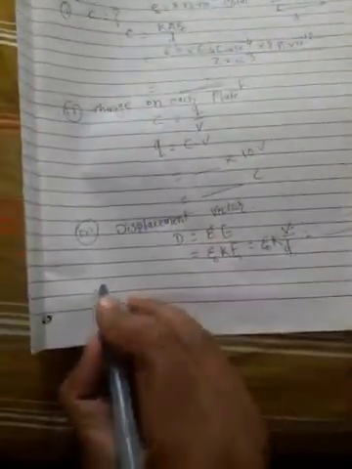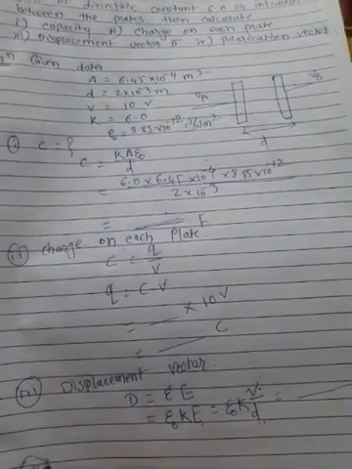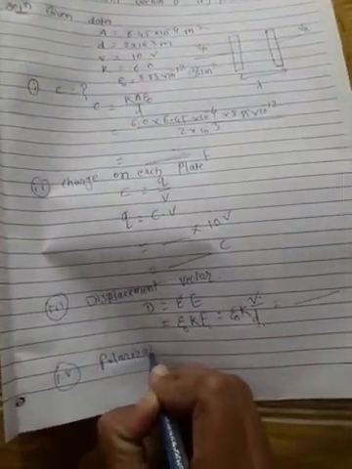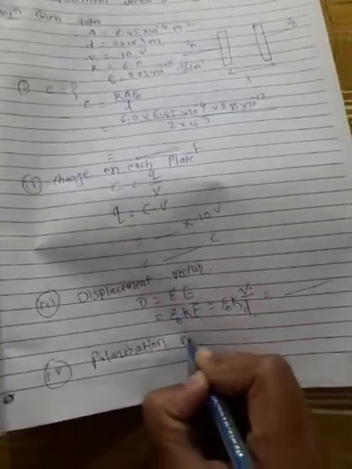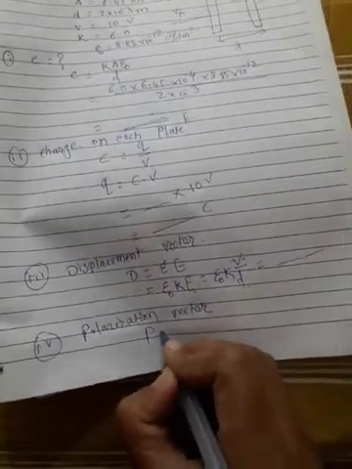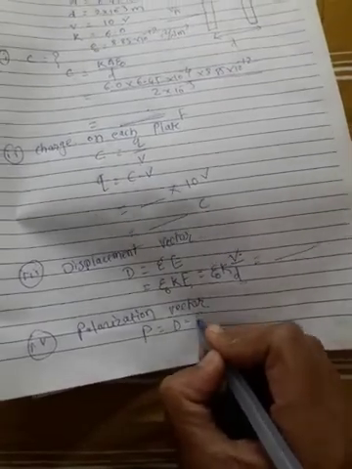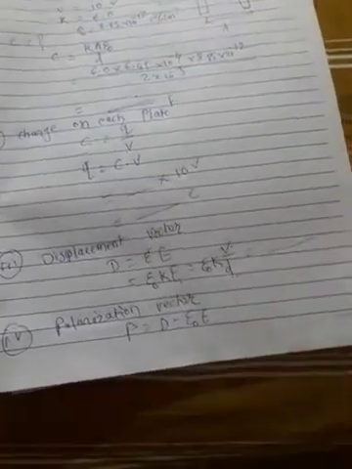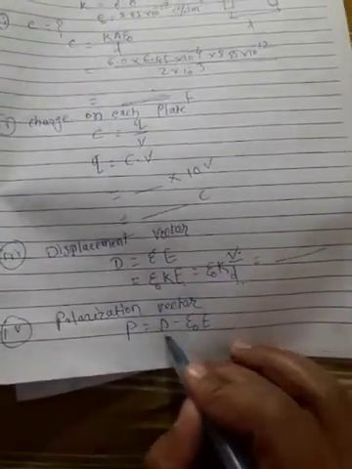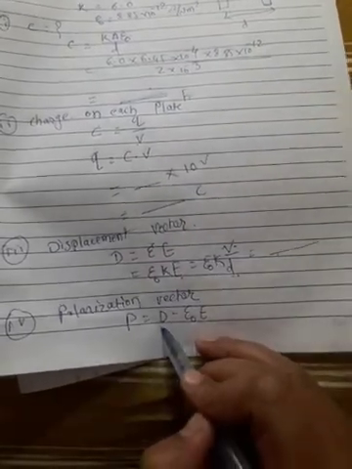Next, fourth, is the polarization vector. Now the polarization vector is related to D and E by this formula: P equals D minus epsilon naught E. We also derived this formula in a previous lecture. Also, this D is the displacement vector, and from this answer we can use this value here.